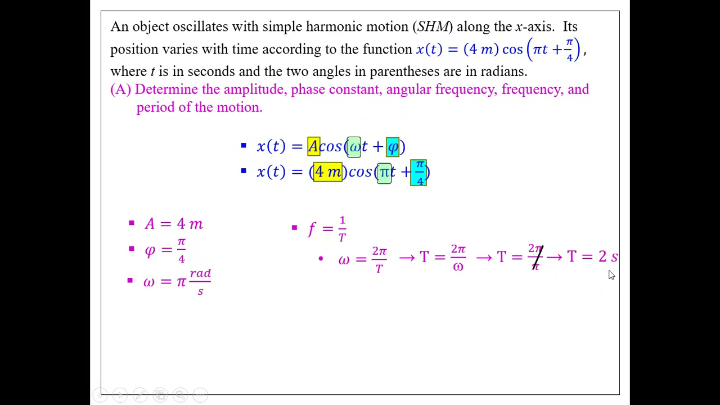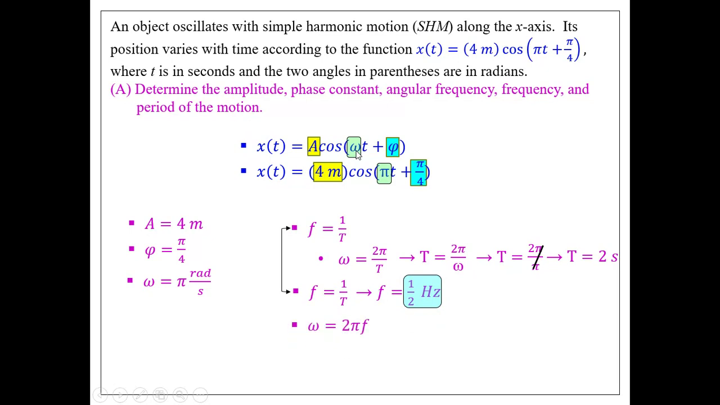Now that I have the period, I can plug it into the frequency function. Instead of 1 over T, frequency is now 1 over 2, and the unit for that would be hertz, T being 2. Or you can say 0.5, it doesn't really matter. So frequency is 1/2 hertz or 0.5 hertz. 1/2 is the same thing as 0.5. All right, so that is the answer for part 4 of A.